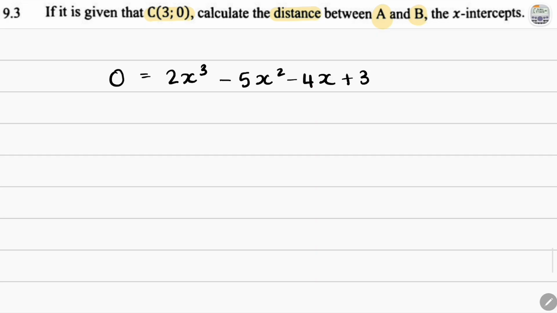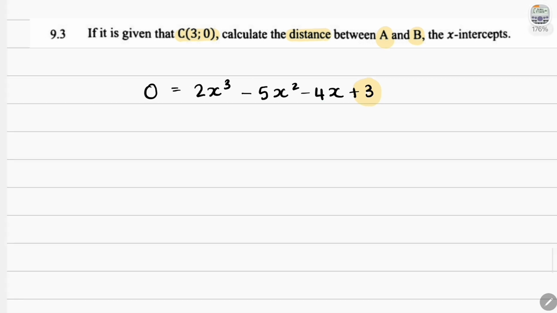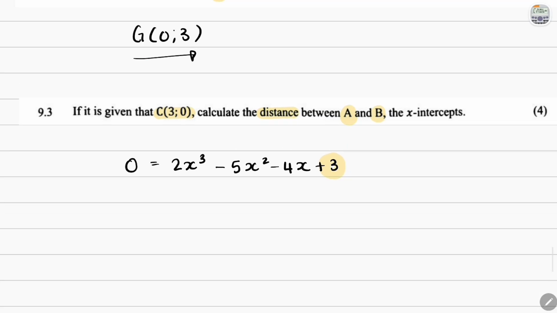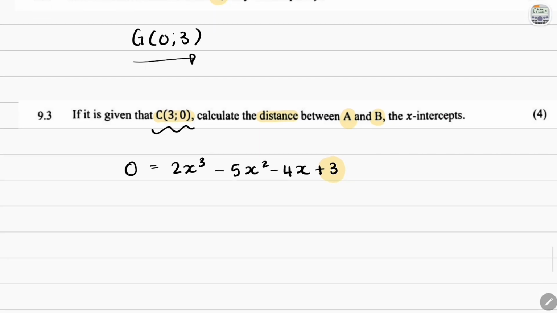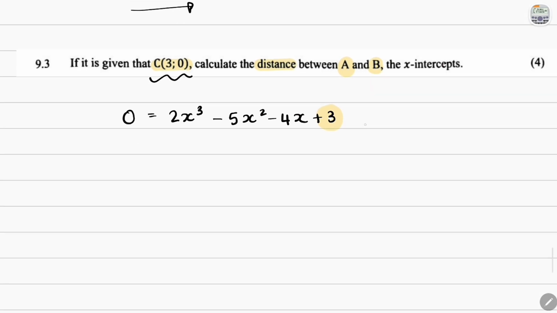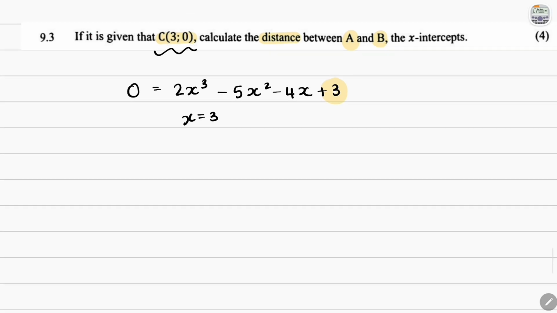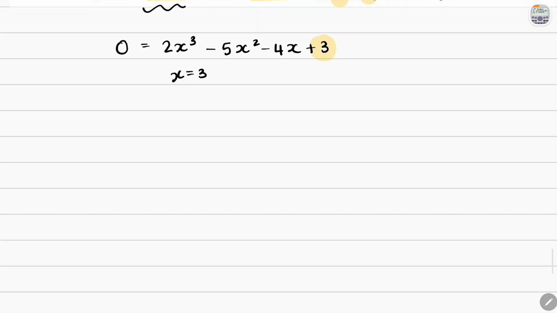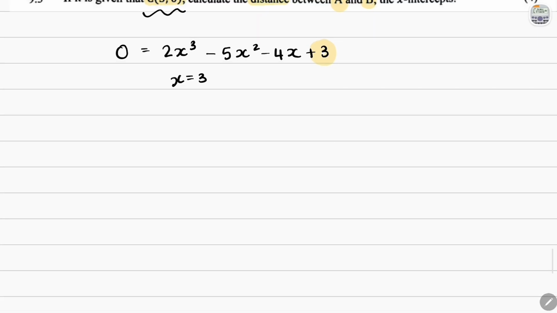Now, at this point, we would need to take 3 and start looking for factors of 3. We'd have to list all the factors of 3 and then see which ones will give us 0 when we substitute them into here. But we don't have to do that anymore since they told us one of the solutions. So we know that x equals 3, when you substitute this into this equation, it will give you 0. So we don't have to even substitute anything. We can go ahead and continue factorizing. So I'm going to use the long division method.